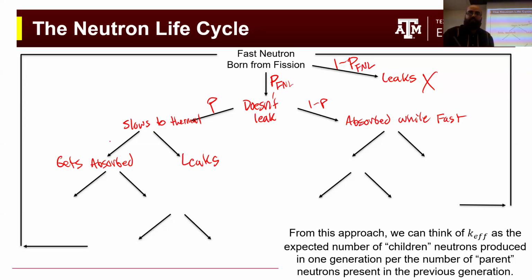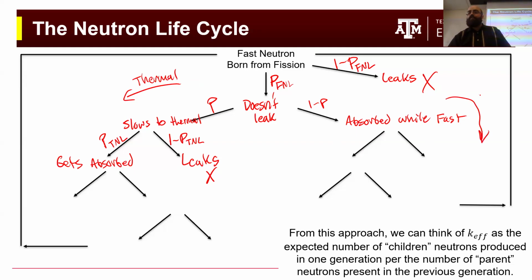Yeah, that was the PTNL. And if this branch is PTNL, then this branch right here has to be 1 minus PTNL. But ultimately, that's a leakage. So that part of our probability tree is going to die right there, because once the neutron leaks, we don't really care about it anymore. So now we kind of have two branches. Going this way, this is our thermal branch. And going this way, this is our fast branch.